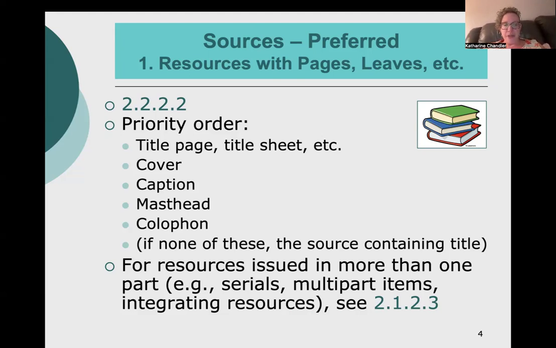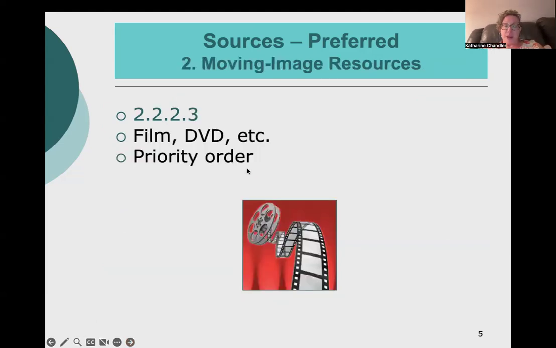So for resources issued in more than one part, for example, serials, multi-part items, or integrating resources, you're going to have to look at RDA rule 2.2.2.3. So 2.2.2.3 is your rule for film or DVD, etc., and that has your priority order.